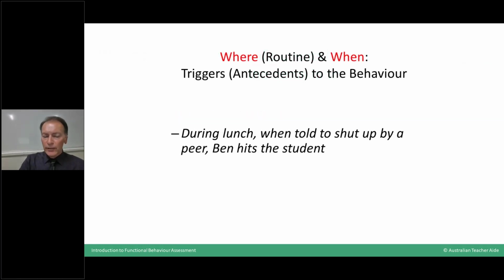So if we have a look at this example, I would ask you to read it through to yourself. And the first thing we do is we write down the behaviour. And what is the behaviour in this example? It would be Ben hits the student. And then I'd ask you, well, what then is the routine? Where did it occur in the school? What was going on in the school at that time? And that would be lunch. And finally, what was it that just triggered that behaviour just before it happened? When told to shut up by a peer.